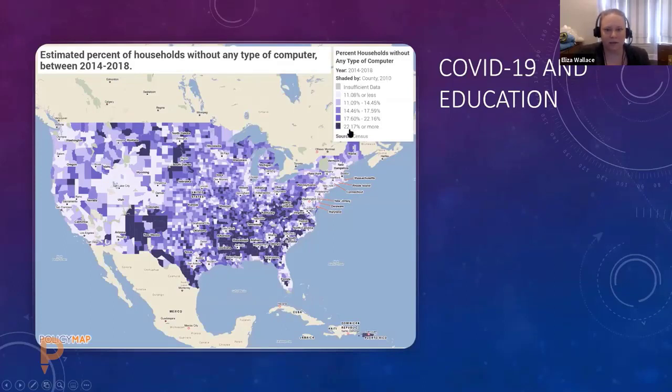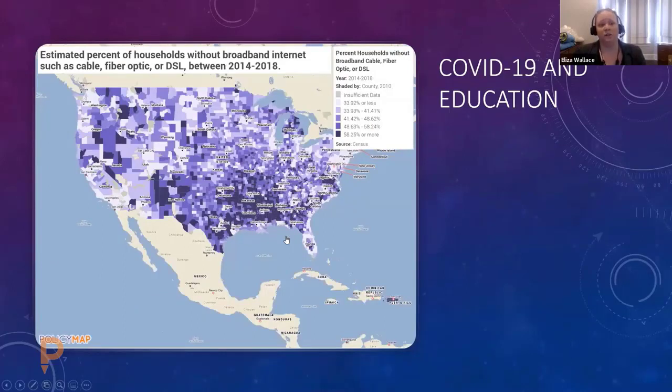You can see in some cases the darkest purple is 22% or more. So in some of those places, 1 in 4 households may not have any access to that technology. And similarly, here's a map of households without broadband internet, without the fast internet that makes streaming and things like that possible. We can put this information together, and it gives us a really strong suggestion that some of those areas where folks are already having a hard time graduating from high school may end up being even more delayed in their education because of this period of who knows how many months of public school students not being able to get their education in person.